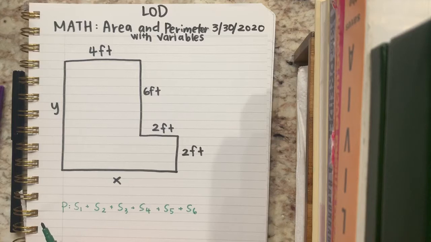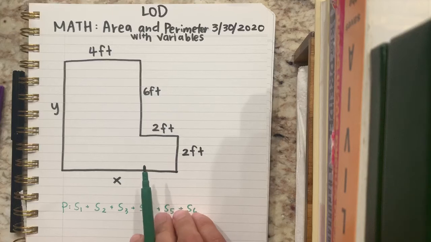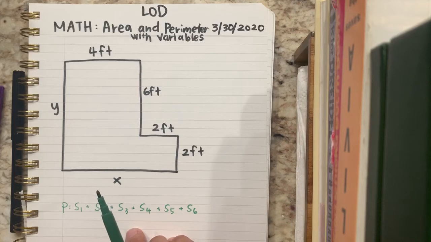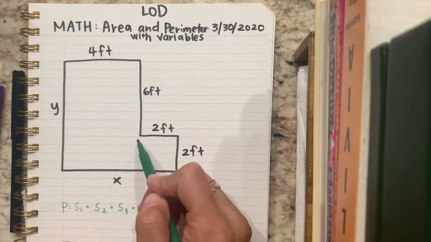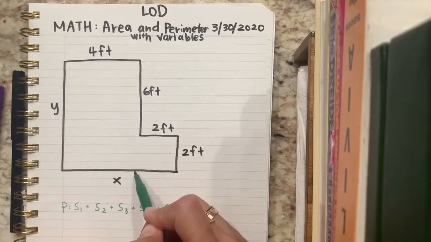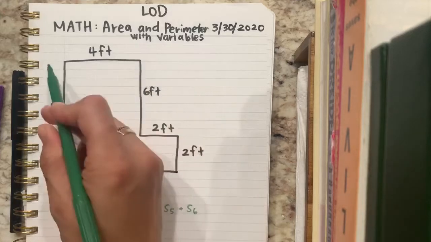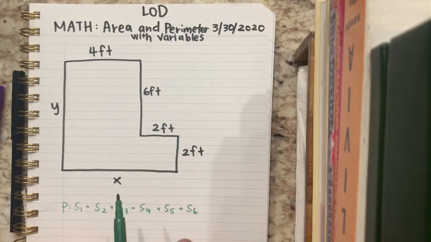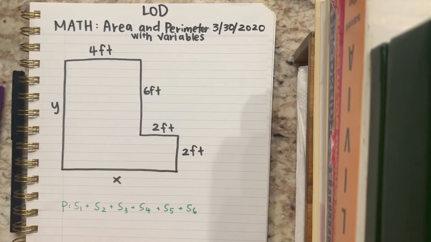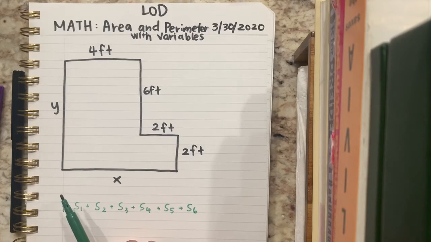Oftentimes in real life, we don't always deal with perfect squares or perfect rectangles. And so today we're going to take a look at a polygon, which means a shape with many sides, not necessarily a rectangle, not necessarily a square, but something that could perhaps be like a backyard with a little area for a garden, or like a pool and a hot tub or something like that. Okay, so I'm going to go over the dimensions with you first, and then we're going to review perimeter and area from there.